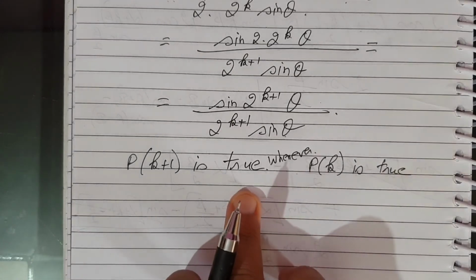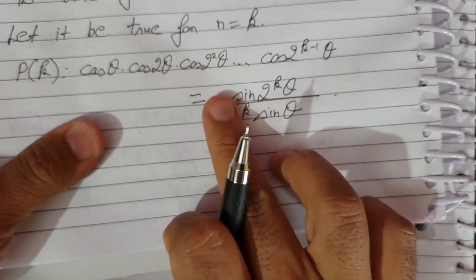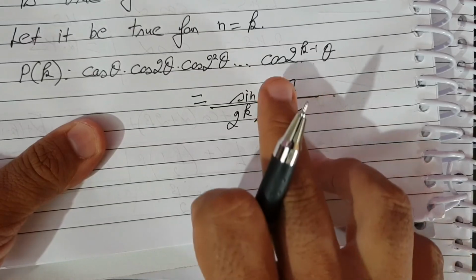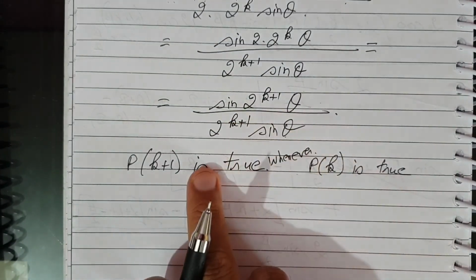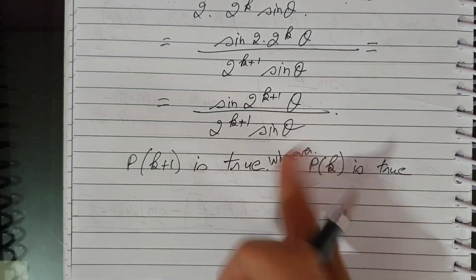So this was the original, sin 2 to the power k theta upon 2 to the power k sin theta. Replacing k with k plus 1, we get sin 2 to the power k plus 1 theta upon 2 to the power k plus 1 sin theta. Hence proved.